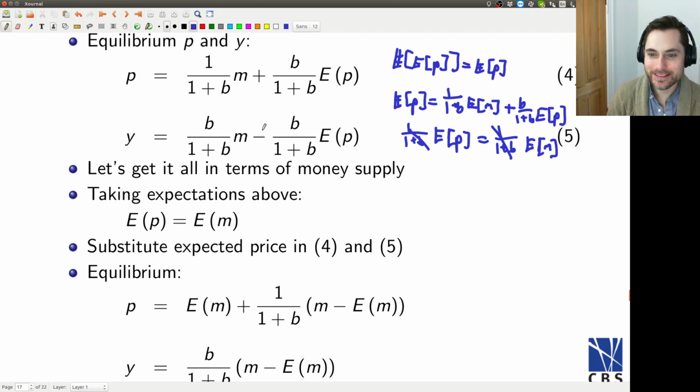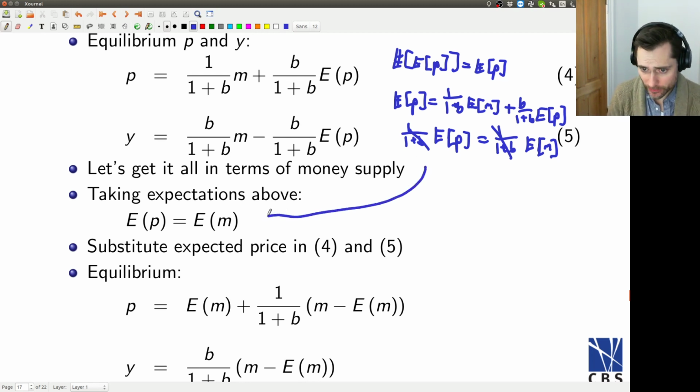All right, so let's see here. Yeah, so this is how we derive this expression here, which sort of makes sense. It says that the expected price level is just the expected amount of money in the economy. Okay, so let's substitute in this expectation of money supply for the expectation of price level in these two equations, and then we can just write them this way.